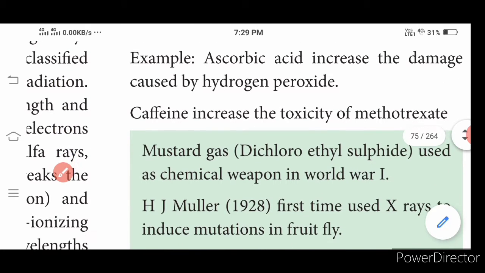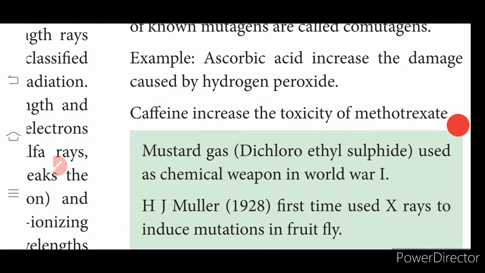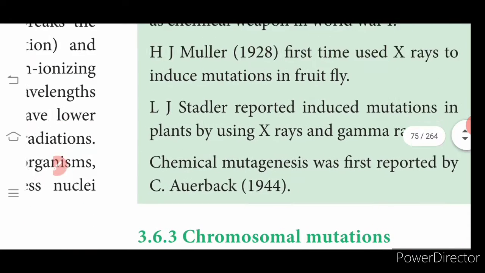Example, ascorbic acid increases the damage caused by hydrogen peroxide. So hydrogen peroxide is a mutagen, and it is enhanced, increased by ascorbic acid, which is called a co-mutagen. Caffeine increases the toxicity of methotrexate. So methotrexate is a mutagen and it is getting increased by caffeine.